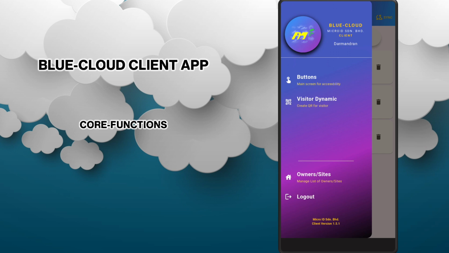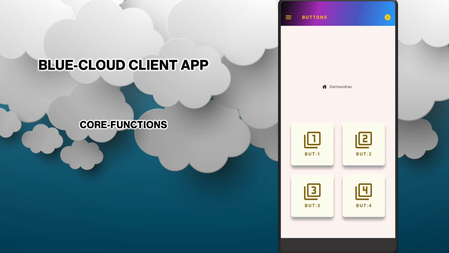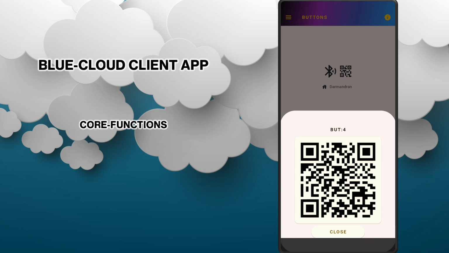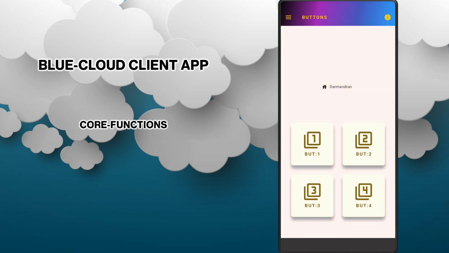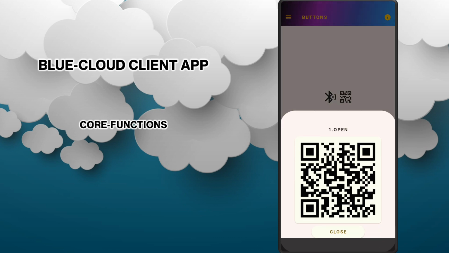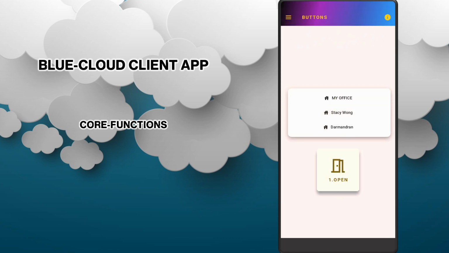Let's check out our button page. This is our main page. As you can see, on this site we have 4 buttons. It works with Bluetooth and QR at the same time. And we have another site which has only 1 button and has Bluetooth and QR as well. And let's see my office. It only has Bluetooth. So this is our button page, which enables us to interact with our controller.